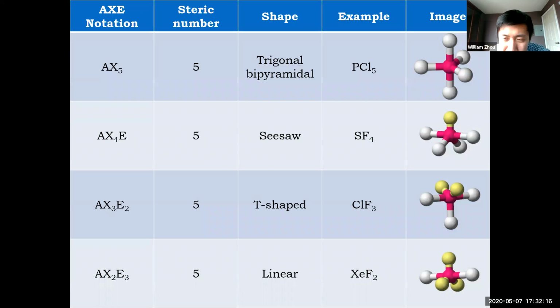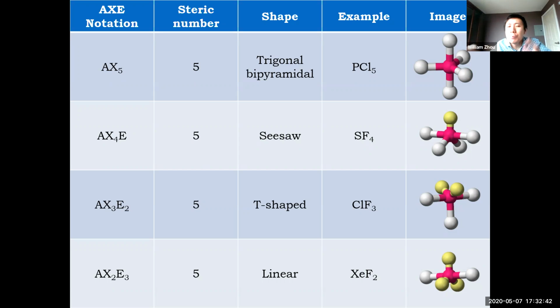And that's the hardest one to visualize. And the only example that I know of is SF4. That's a really difficult structure to draw. The other possibility, well, you can see that as you go down the column, the number of electron pairs goes up by 1. So the next one would be AX3E2. You still have 5 things. Instead of having 1 lone pair, you now have 2.